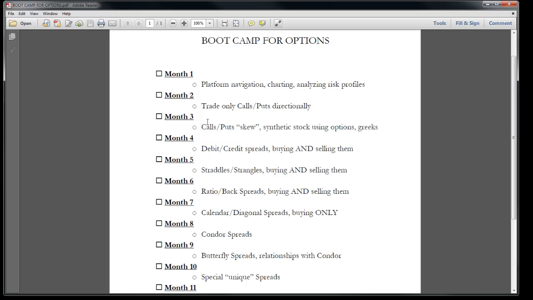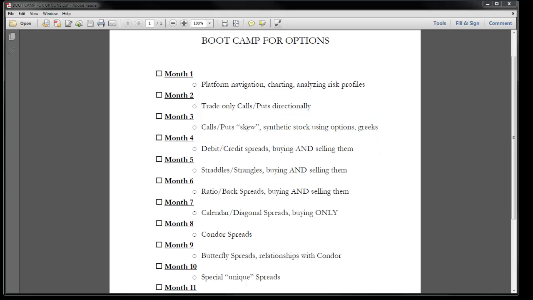So this one, I want to talk about calls and puts skew, what that word means, and what you should be thinking about when you hear that word, as well as using synthetic stock, all right? Synthetic stock using options, all right? And then also talking about some Greeks.